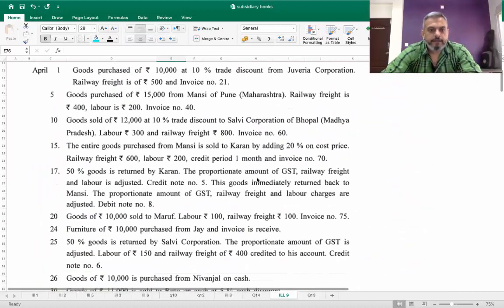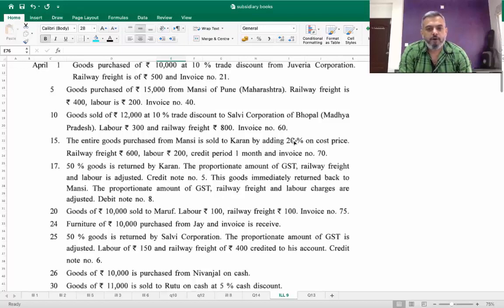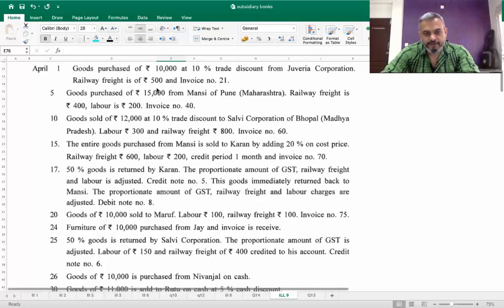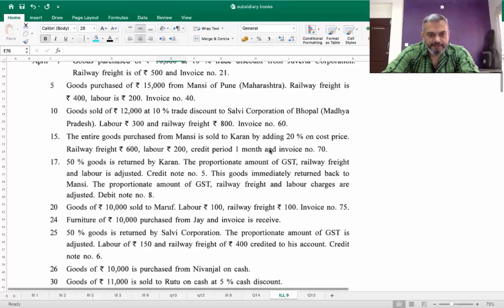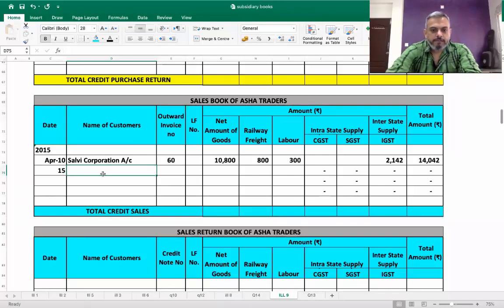Okay, next one, April 15. The entire goods purchased from Mansi is sold to Karan by adding 20% on cost price. Railway freight 600, labor 200, credit period 1 month. So the goods we purchased from Mansi on the 5th were sold to Karan by adding 20% on cost price. So sales book on the 15th, Karan's current account, invoice number 70.